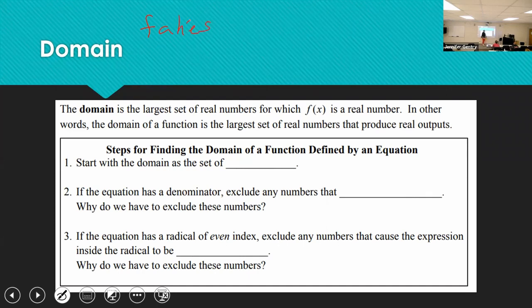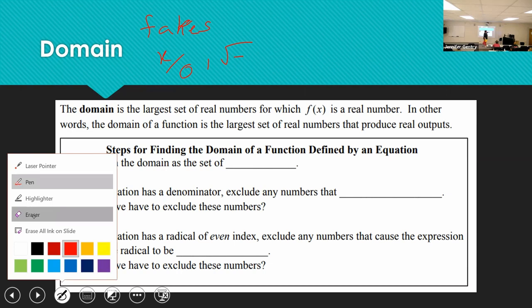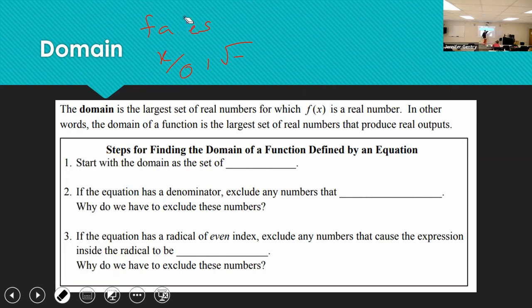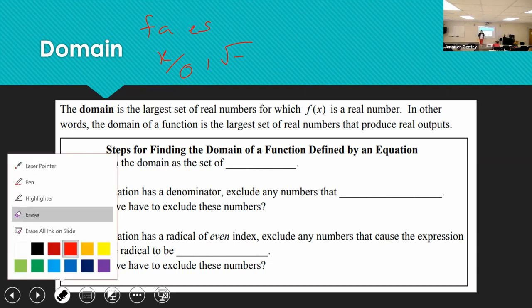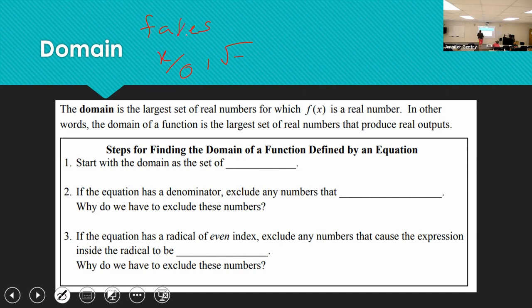So when I say the domain of a function is the largest set of real numbers that produce real outputs, it means it has to work, right? Somewhere along the line, we learned that the square root of a negative is some kind of imaginary thing. We're not dealing with that right now. It's just not real. Cool?